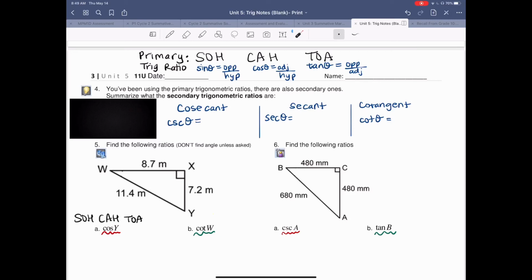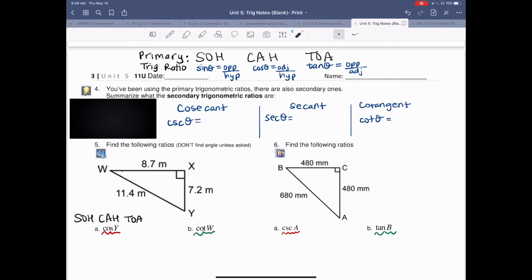So for page 2 of Unit 5, Lesson 1, what you need to recall is a primary trig ratio, and you use the word abbreviation SOHCAHTOA to remember the 3 formulas. And it says for question 4, you've been using the primary trigonometric ratios. There are also secondary ones. Summarize what the secondary trigonometric ratios are.